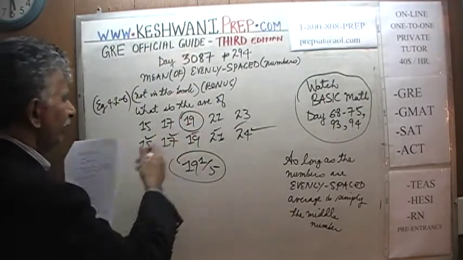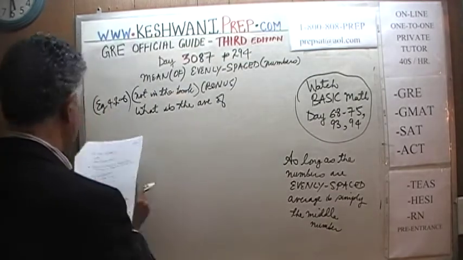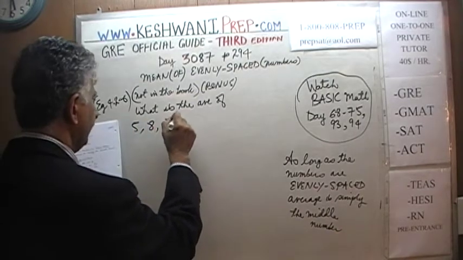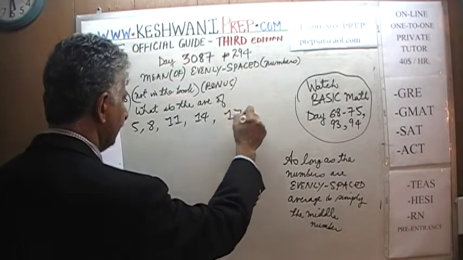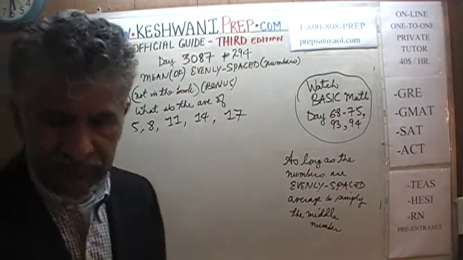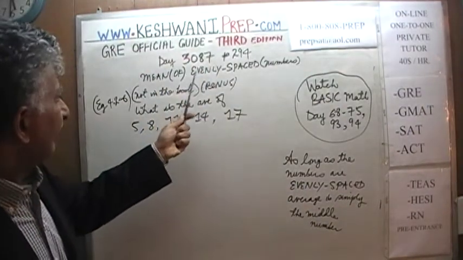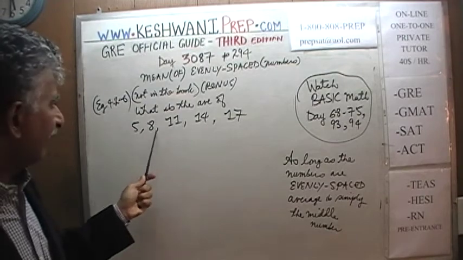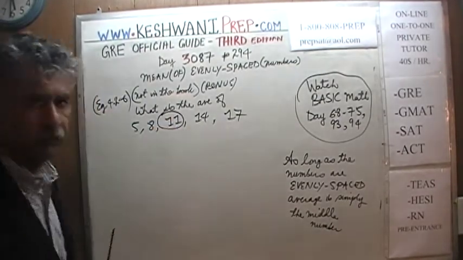Let's do one more. 4.2.6, it says, what's the average of 5, 8, 11, 14, and 17? As we can clearly see, they go up by exactly 3 each time. They are evenly spaced. Mean of evenly spaced numbers: 5, 8, 11, 14, 17. Therefore, the average is the middle number. Average is 11. There you go.